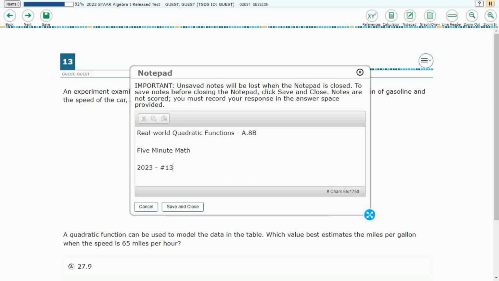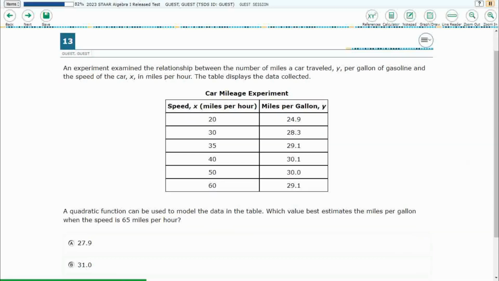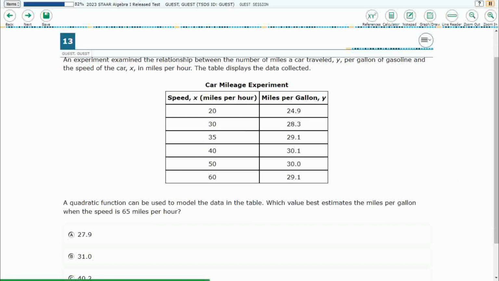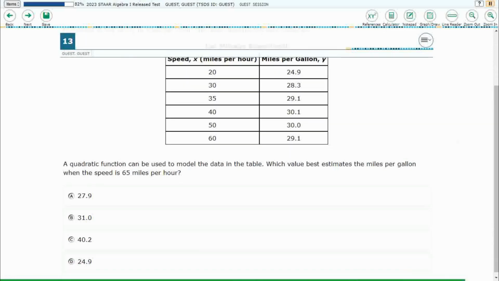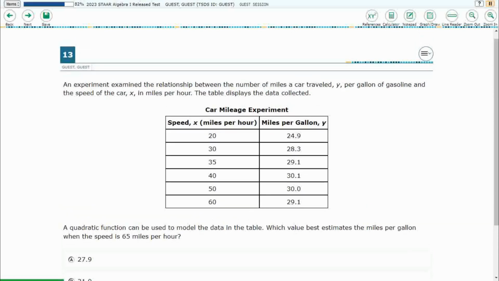Today we are looking at the Algebra 1 concept of real-world quadratic functions. This is standard A.8B in the great state of Texas, and we are using item number 13 of the 2023 released STAAR test. If you haven't done so already, please pause the video, work this problem out on your own, unpause it, and we will look at our answers together.